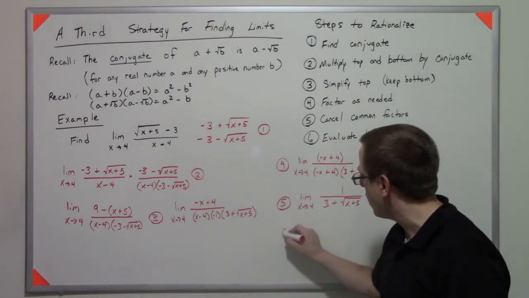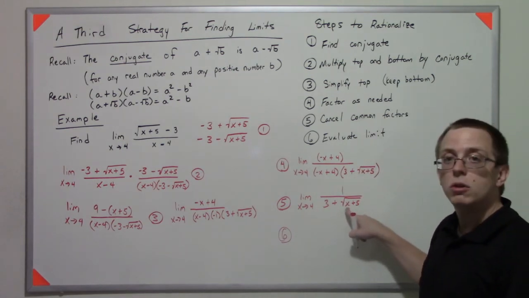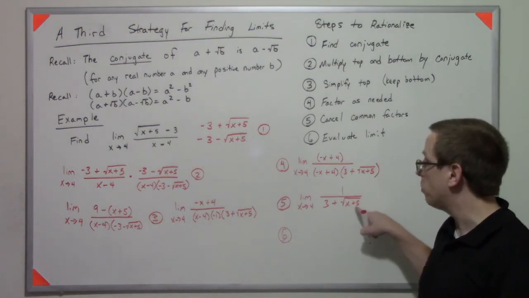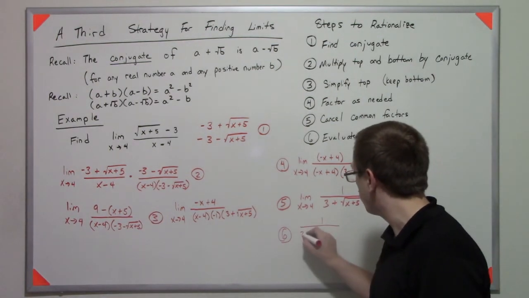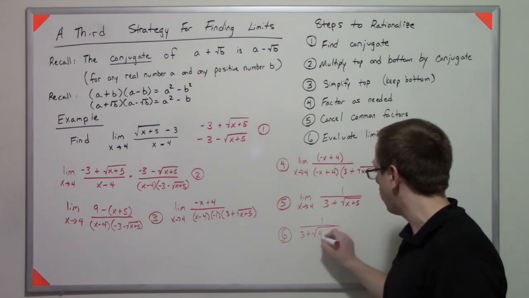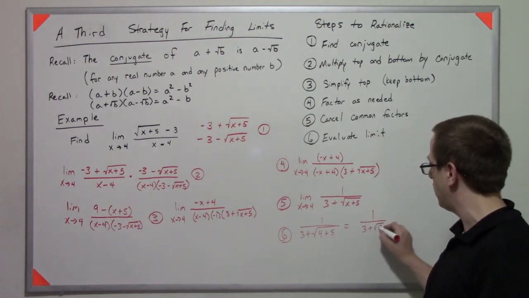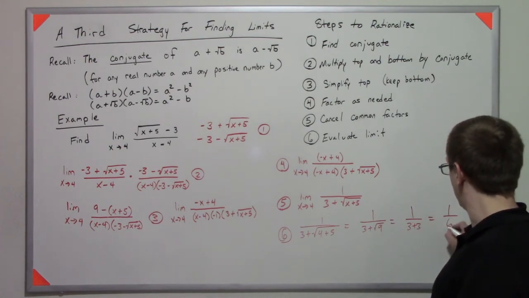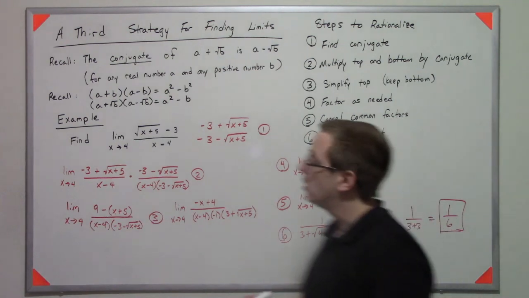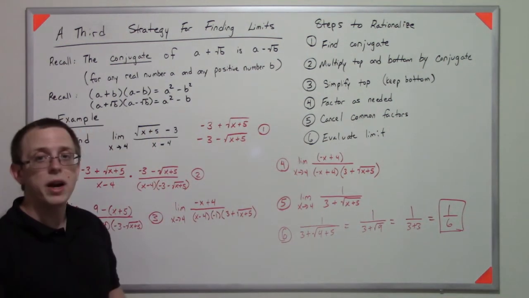If I try direct substitution, I get 1 over 3 plus the square root of 4 plus 5, so the square root of 9. So 1 over 3 plus the square root of 9, which is 1 over 3 plus 3, which is 1 over 6. So 1/6 is our answer here.